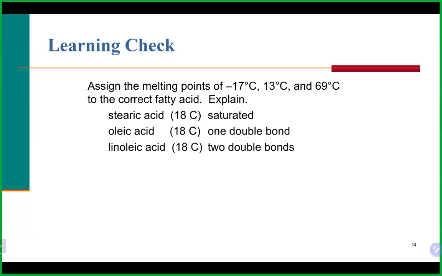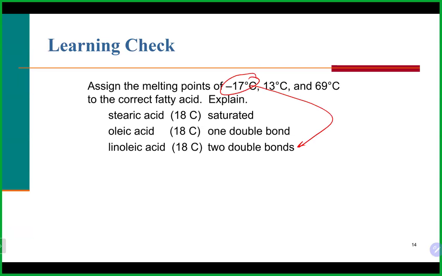So we've been talking about fatty acids, and again, the presence of double bonds or no double bonds has an effect on things like melting points. If we're looking at this example, we want to assign which one should have a -17, 13, and a 69 in terms of their melting points. Clearly the one that has the most double bonds should have the lowest melting point, so that one should probably end up there.